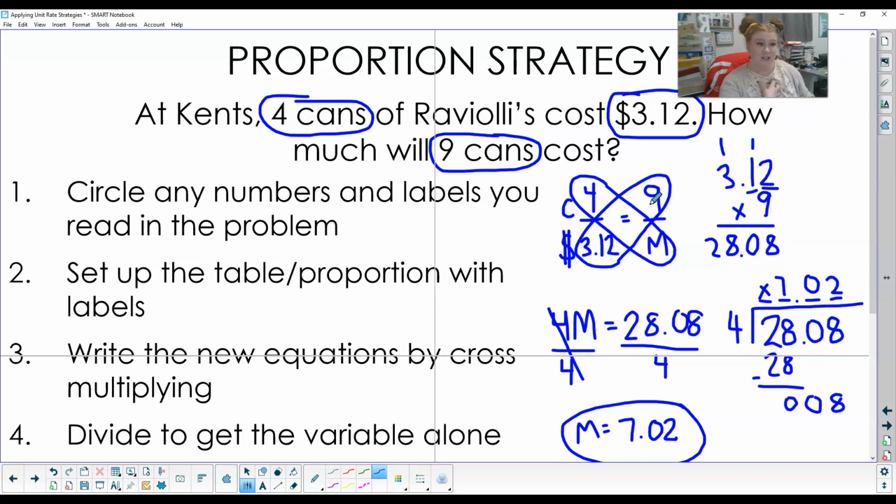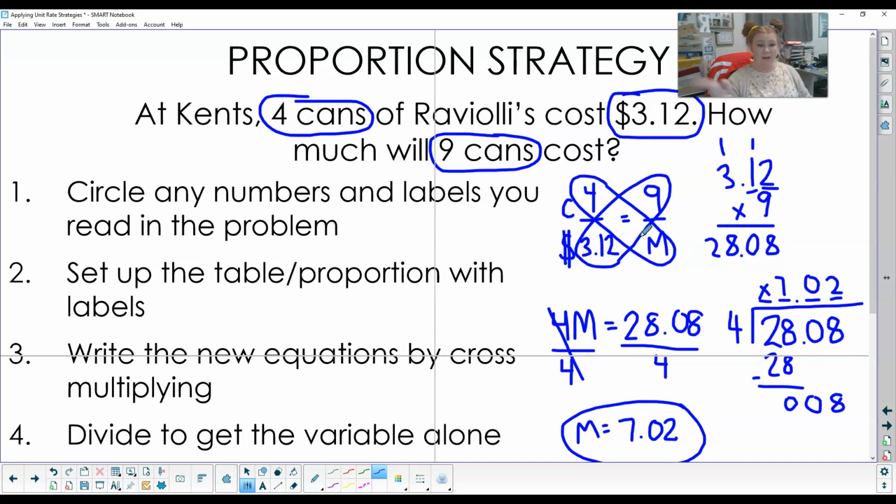This is the strategy that I will usually use because I can skip that little step in there. Even though I'm doing the same amount of work, it makes me feel like I'm skipping a step, I guess, because I only have 2 things on my table instead of 3 parts on the table. So I don't know, I'm weird. When you're doing proportion, find your numbers and labels, set up what you know. Every time I talked about cans, it was on the top. Every time I talked about money, it's on the bottom.